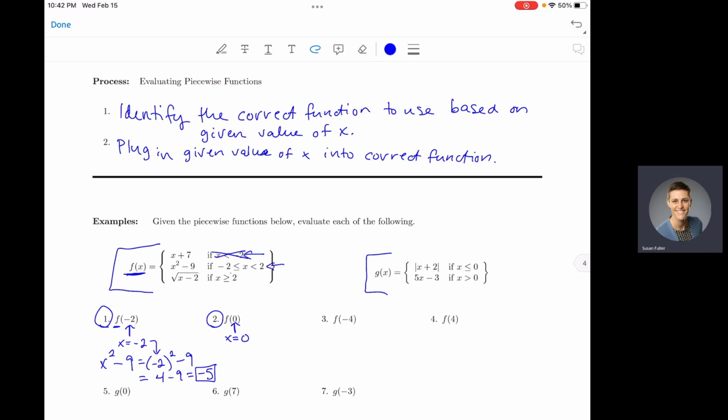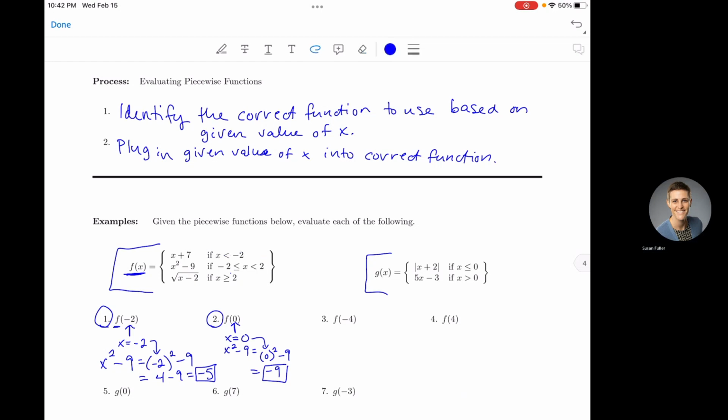Let's move to the next one. Is 0 greater than or equal to -2 and less than 2? Yes, 0 is between -2 and 2, so this one works. So again, the correct function to use here is x squared minus 9. And once we've identified that function, don't forget to plug in your x value of 0. So we'll have 0 squared minus 9. That's 0 minus 9, which is just -9.